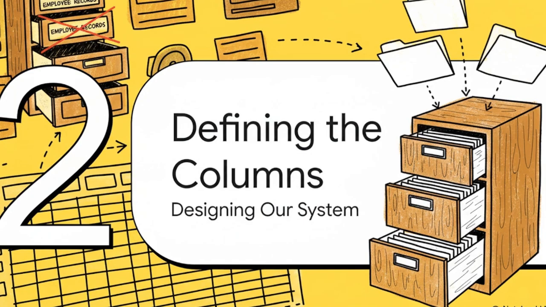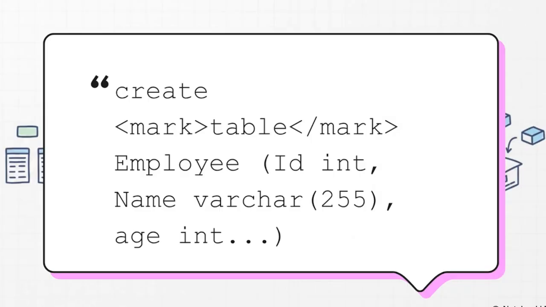All right, we have our cabinet. Now we've got to decide what kind of information each employee file is actually going to hold. It's so important to design the filing system before we start throwing a bunch of stuff into it. This block of code you're looking at right here is basically the architectural blueprint for a single drawer in our cabinet, and we're just labeling that drawer employee. Every single file we put in here from now on has to follow this exact structure.